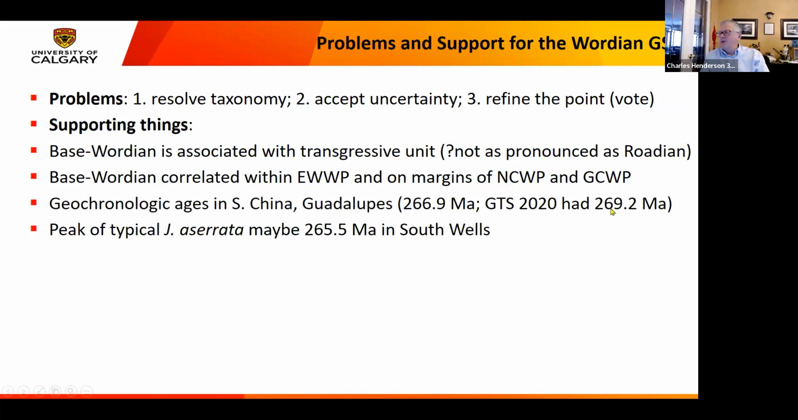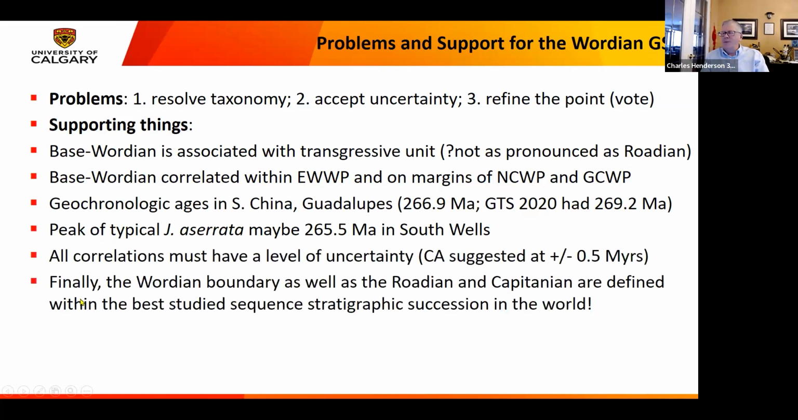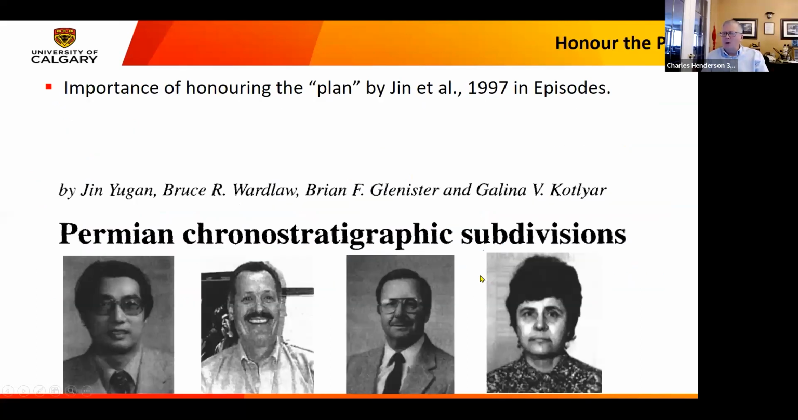That's different from the interpolation in the GTS 2020 of about 266.9. The peak of typical acerata is about 265.5. And finally, the Wordian is also defined in that best sequence stratigraphic succession in the world. So to me, the important thing here is that we need to honor the plan.